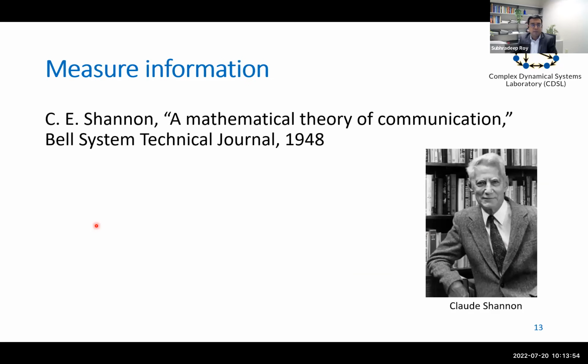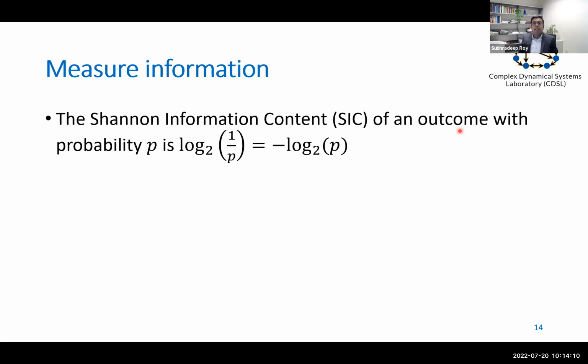To do that, we have to refer to the seminal work by Claude Shannon in his landmark paper, A Mathematical Theory of Communication. He came up with a way to measure information. He's also known as the father of information theory. He introduced what is called Shannon information content. The Shannon information content for an outcome with a probability P is defined as log base 2 of 1 over P, which can also be written as minus log 2 of P.